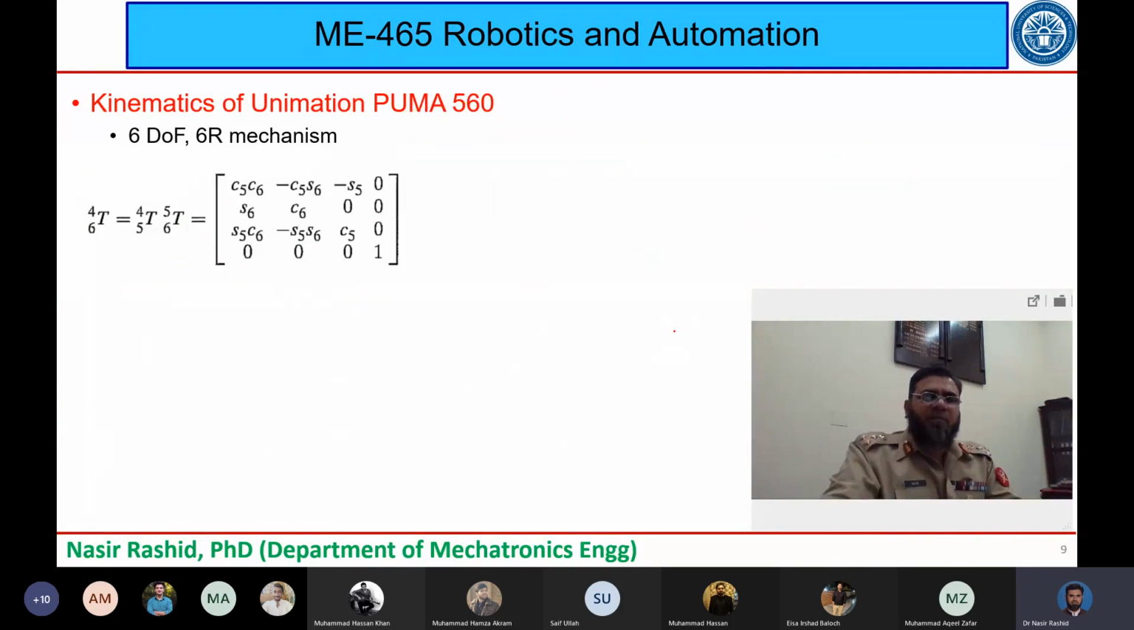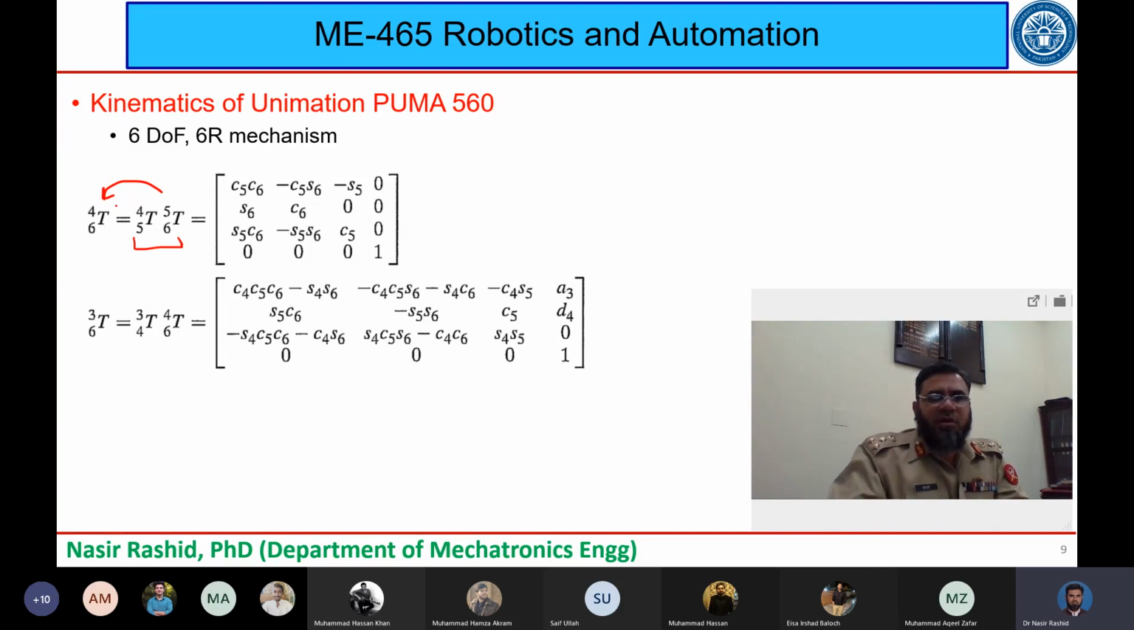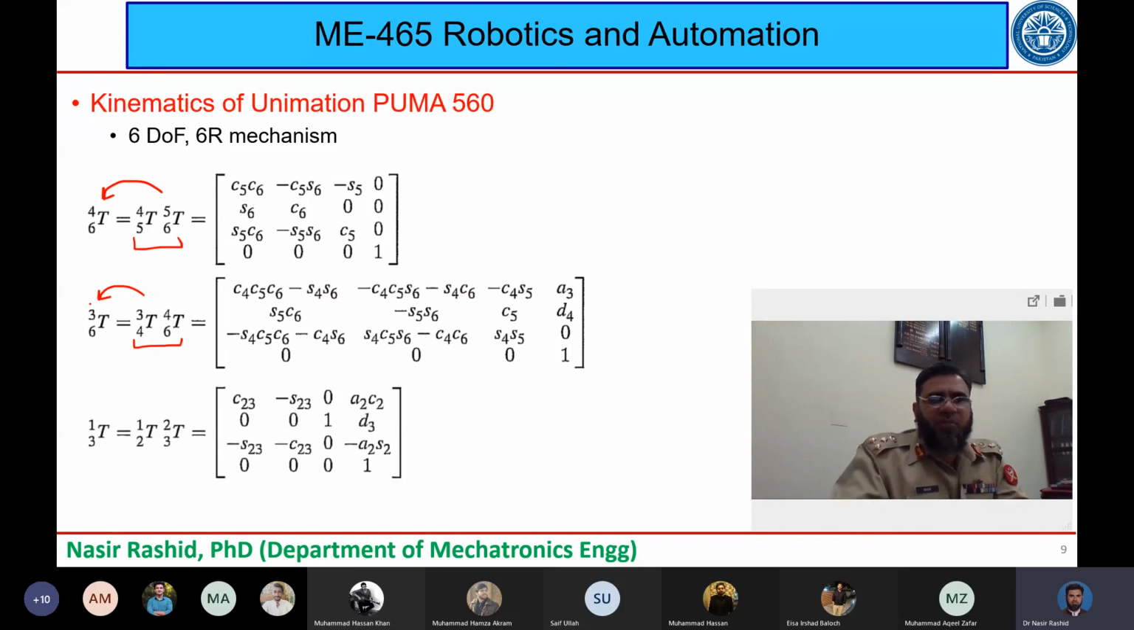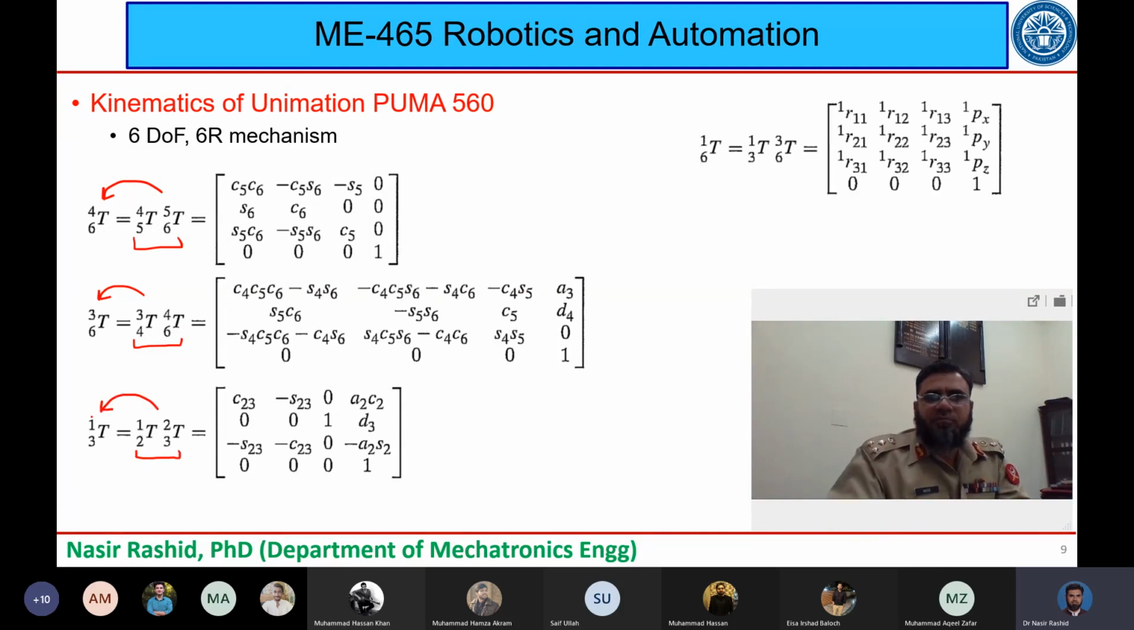So सबसे पहले मैंने last two जो थे, T6 to 5 and T5 to 4, I multiplied those together. So I multiplied these two together and found out T6 with respect to 4. Then I multiplied these two together and found out T, which is now T6 with respect to 3. I can multiply these two together and find out T3 to 1. Then I can multiply these two together and find T6 to 1.